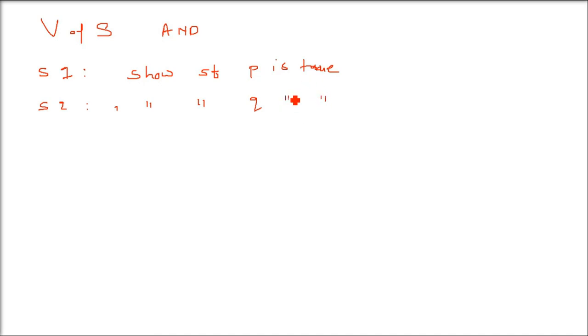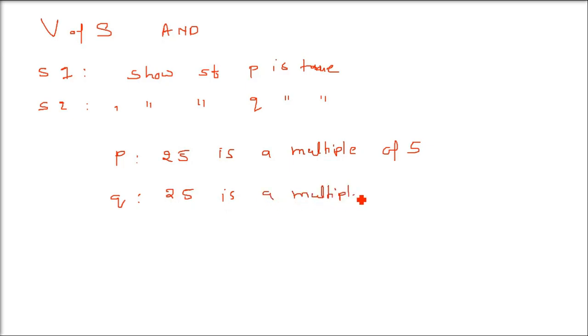You are not able to understand? Don't worry. We'll go with an example. So let us have a statement: 25 is a multiple of 5 and 8. Let us make the two statements from here, that is, two statements joined with and. P is 25 is a multiple of 5. This example is from R.D. Sharma, so you can just refer to it. Q is 25 is a multiple of 8.